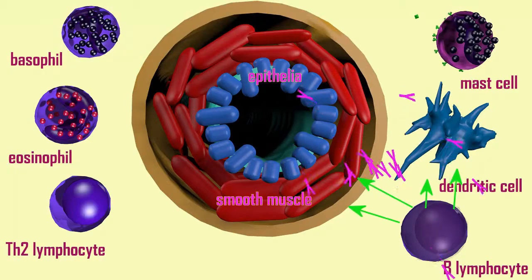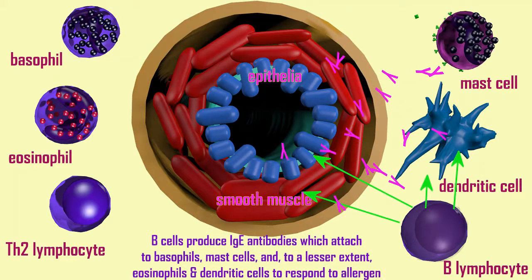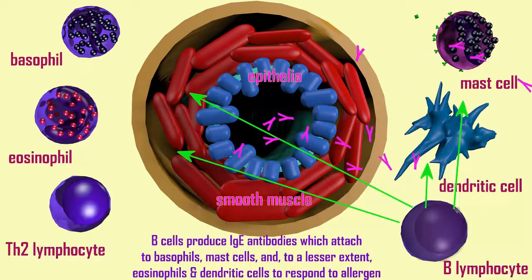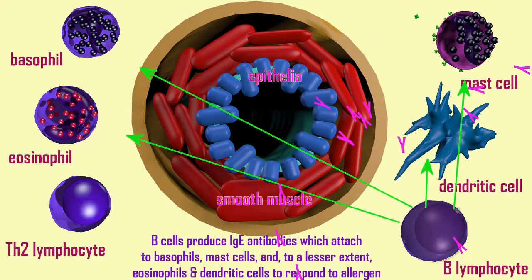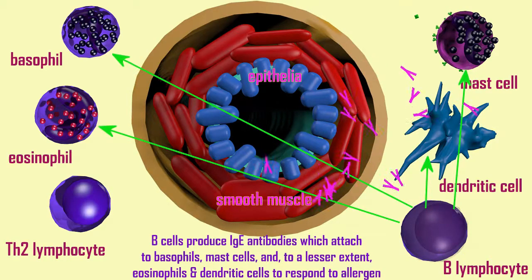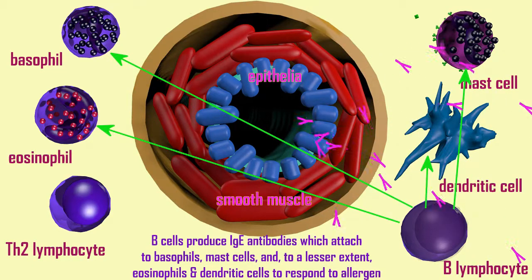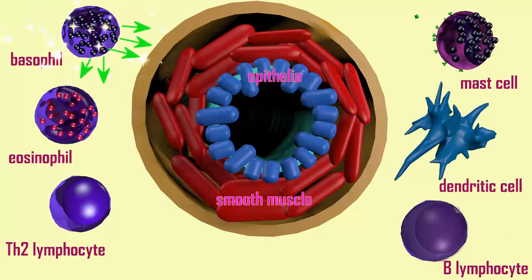B lymphocytes can undergo class switching, in which they no longer produce the antibodies IgM or IgG, but instead produce IgE. IgE binds to cells which have the IgE receptor, such as basophils, mast cells, and to a lesser extent, dendritic cells and eosinophils. This receptor allows them to interact with the allergen and then to undergo inflammation as a result of the presence of the allergen.